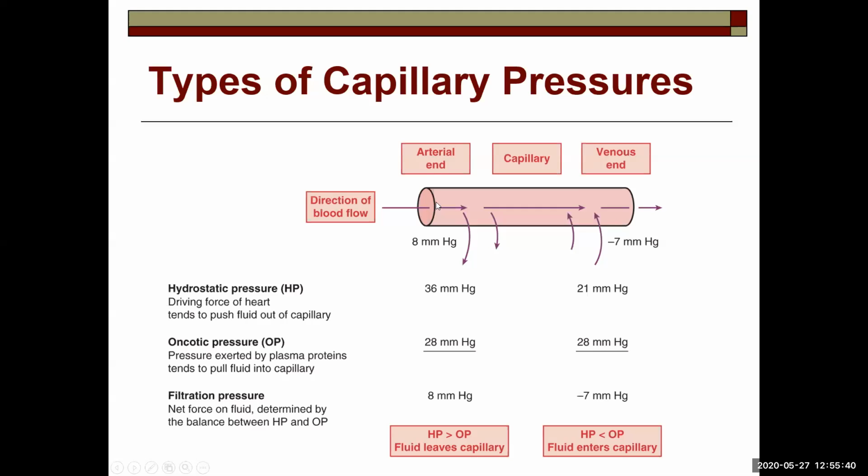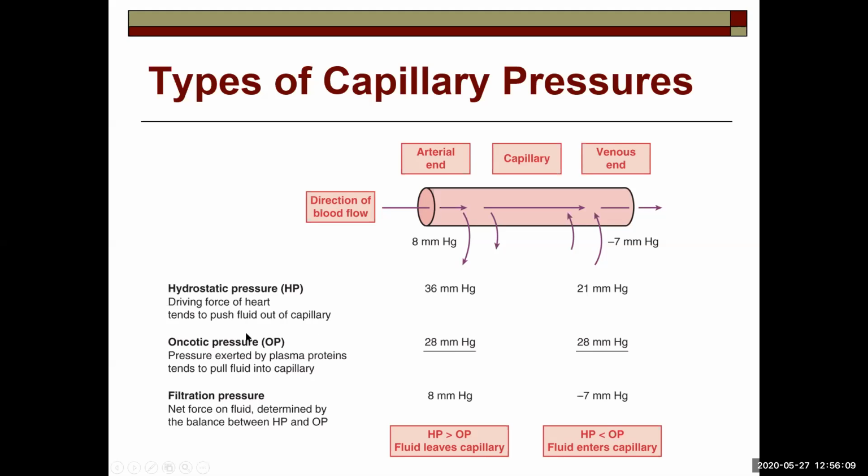the arterial end of the arteriole is right over here, and the venule connects with the capillary right over here. The arteriole has about 8 millimeters of mercury, and the venule has -7 millimeters. So as you go up, you decrease the pressure further and further, and eventually the veins have negative pressure, so the blood can barely reach the right atrium.